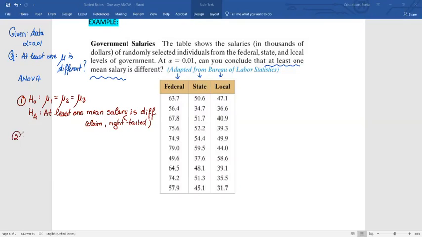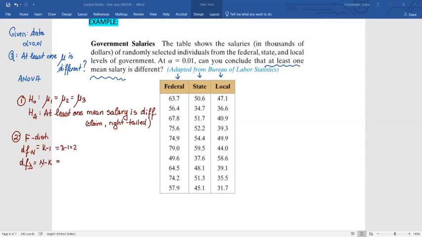Step 2, what distribution do we use? Well, we use the F distribution. The F distribution comes with 2 degrees of freedom. Degrees of freedom of the numerator follows the formula K minus 1. Degrees of freedom of the denominator follows the formula N minus K. So how many groups do we have? We have 3. So this one will be 3 minus 1. This one will be 2.